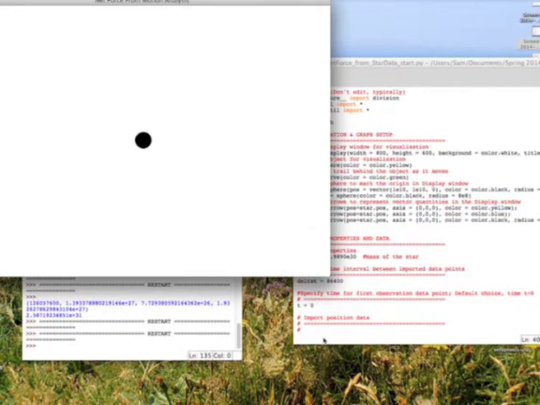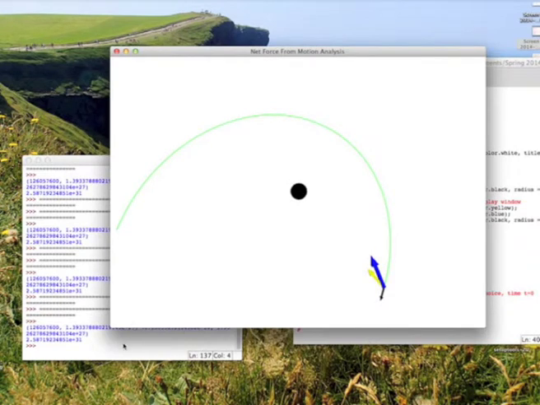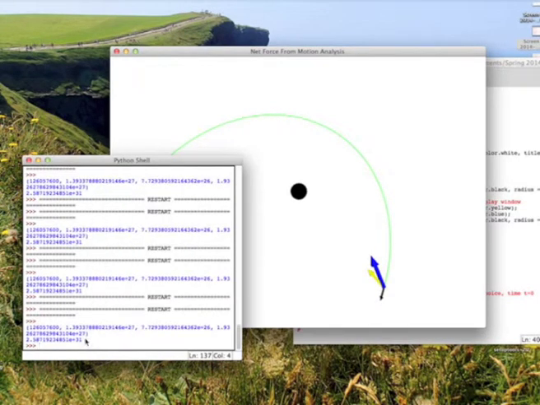Now we're going to run the code. Here you can see the star orbiting the black hole, and you'll also see the mass of the black hole is printed out here and equal to around 2.58 times 10 to the 31st kilograms. Very large.